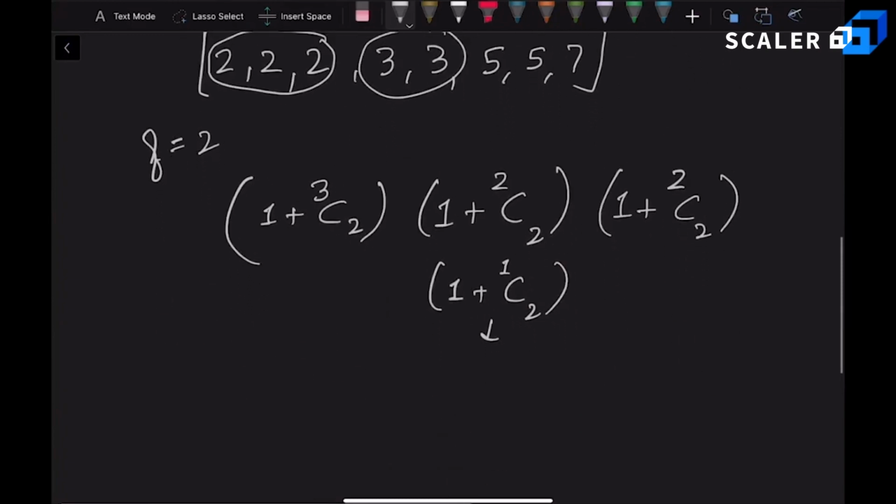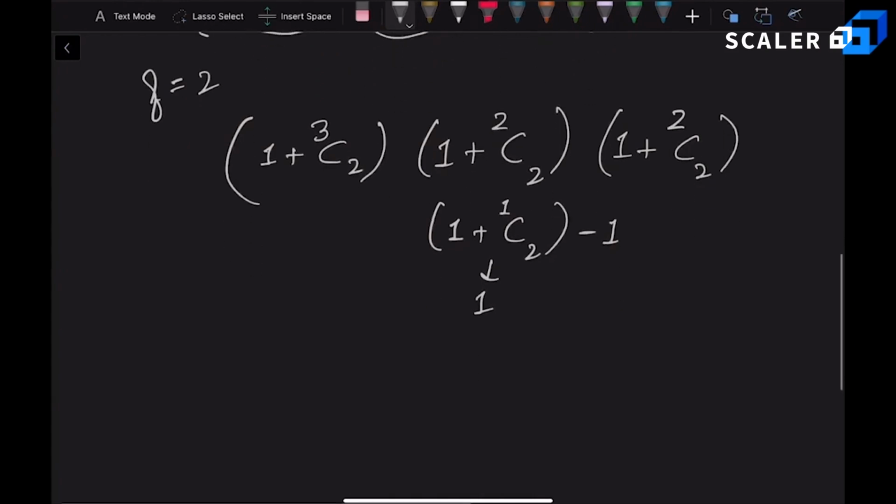That actually means that we can only ignore the element 7. We cannot take it because the frequency is 1, and we cannot select 2 elements because we only have 1 element. But notice that we need to subtract 1 here as well, because we have to subtract the case where we ignore all the elements, that is, we get an empty subsequence and we only need to count non-empty subsequences. So I'll subtract 1 here.